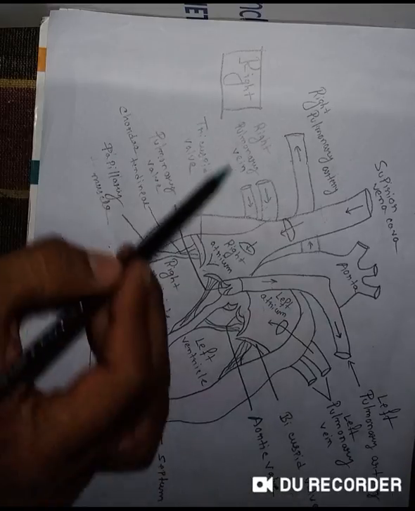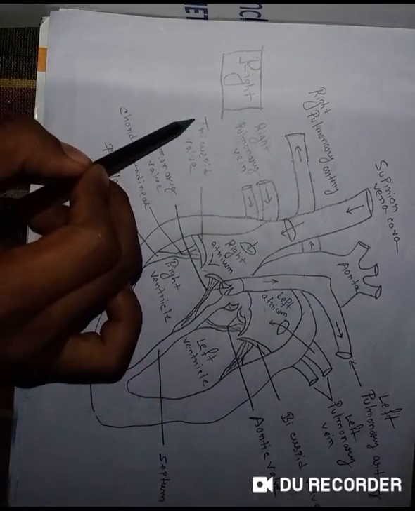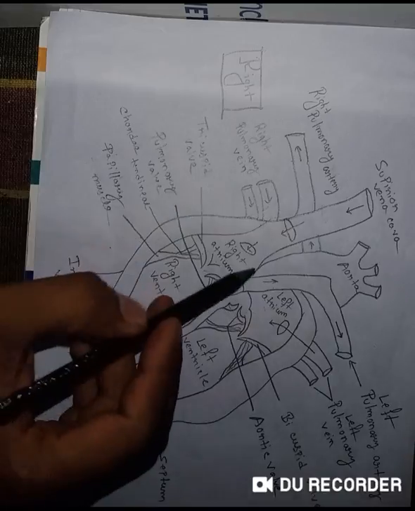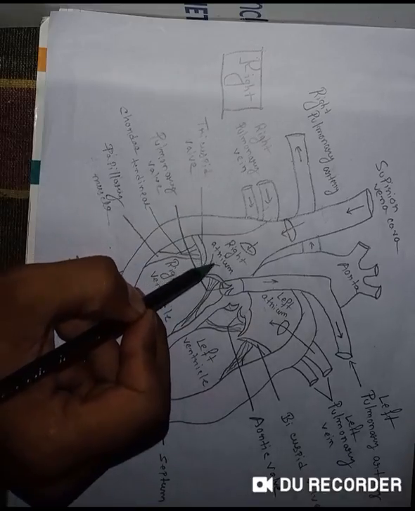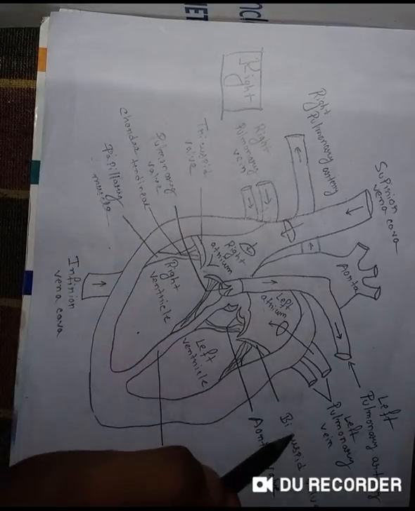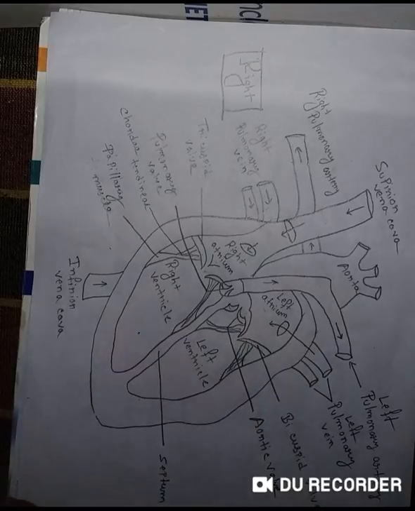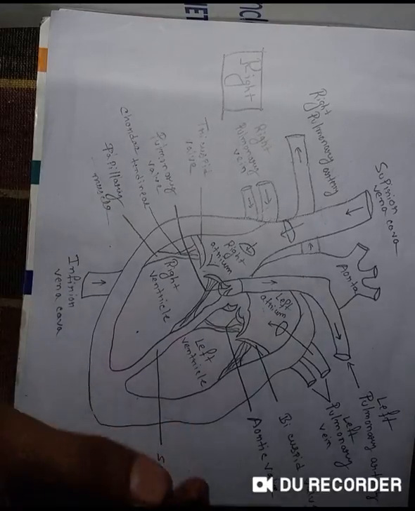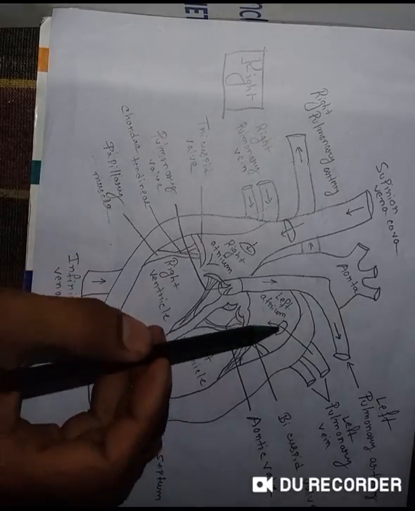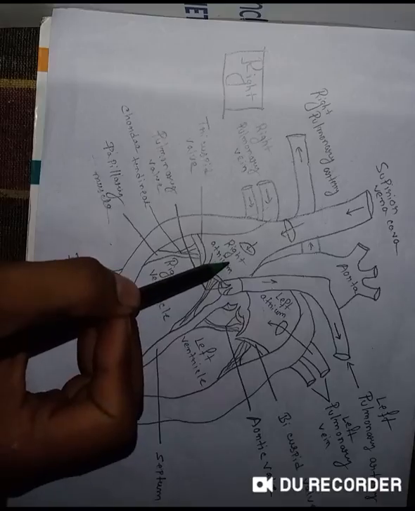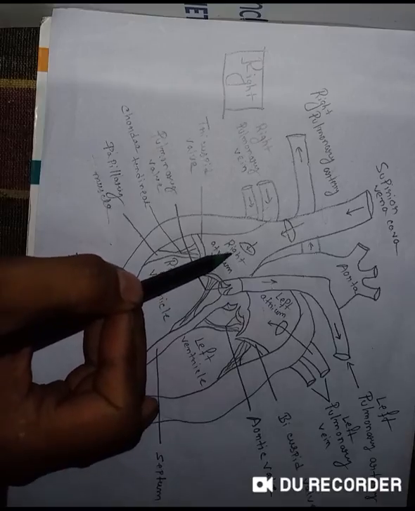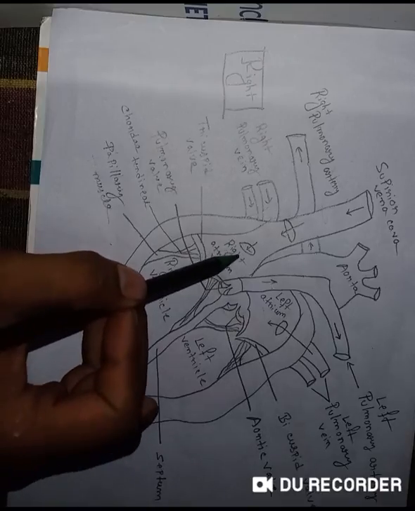Now the question is why bicuspid valve and tricuspid valve. In the case of the tricuspid valve there are three leaves, 1, 2, 3, and in the case of the bicuspid valve there are two leaves. That's why it is bicuspid and this side is tricuspid. Now what is the function? The right atrium receives carbon dioxide rich blood, or deoxygenated blood.